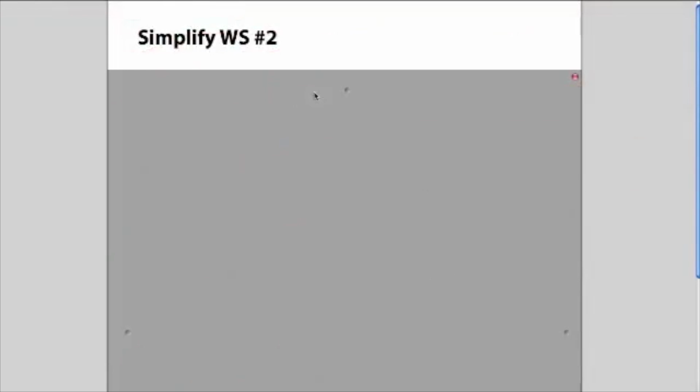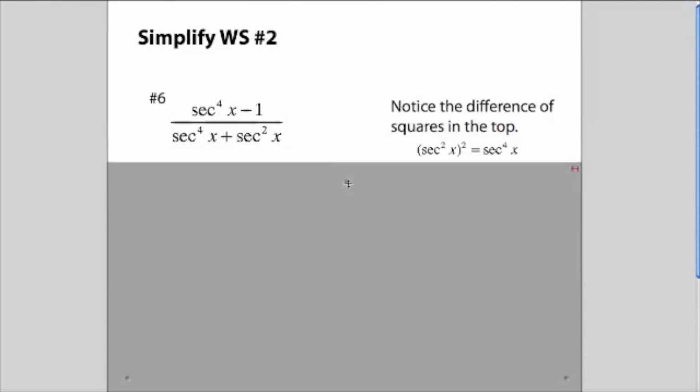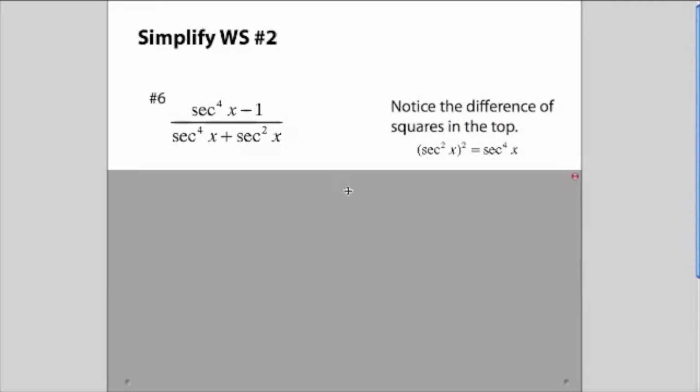This is from worksheet number 2. We're going to be looking at number 6 to begin with. I chose this one because it had some powers to the fourth that initially you might look at and think, I don't even have any formulas that look like that. So, what I wanted to remind you was that secant squared x squared altogether is in fact a square itself.